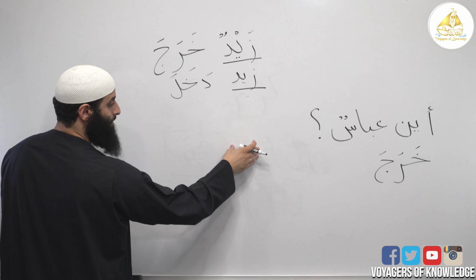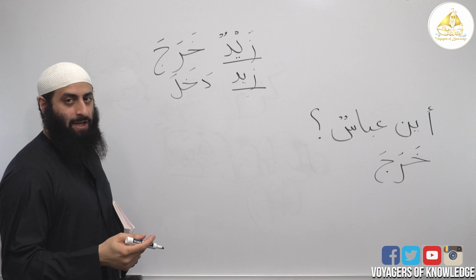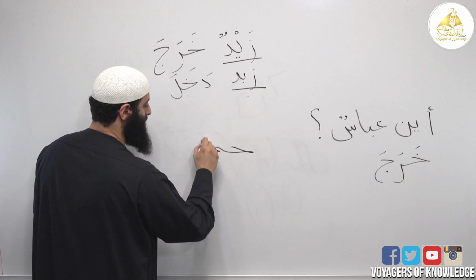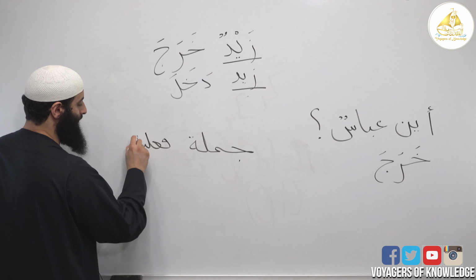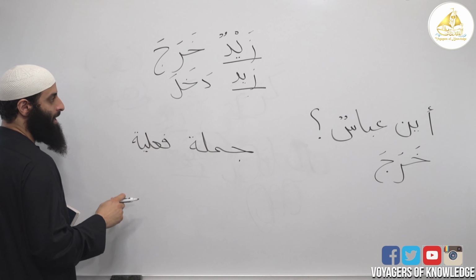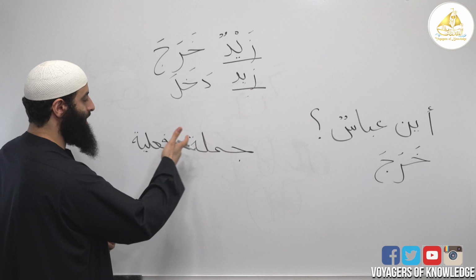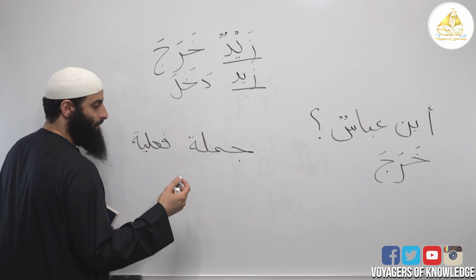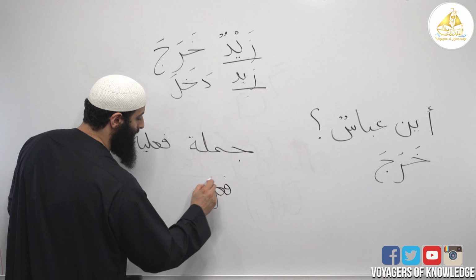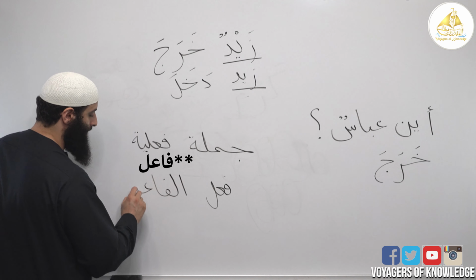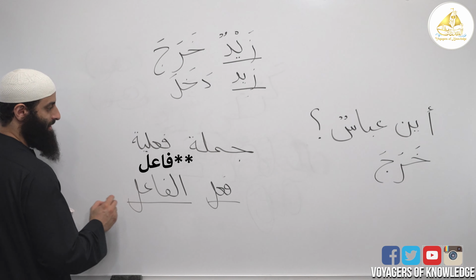In the first one, it's what they call a jumla fi'liya. We're not going to take too long on that. It just means a verbal sentence. Jumlatun fi'liyatun. And that means that the first word in the sentence is a verb, like when it said kharaja Zaydun. And verbal sentences are made up of fi'l and fa'il. It's made up of somebody or the verb and somebody doing that verb.